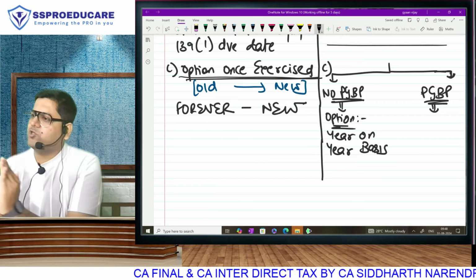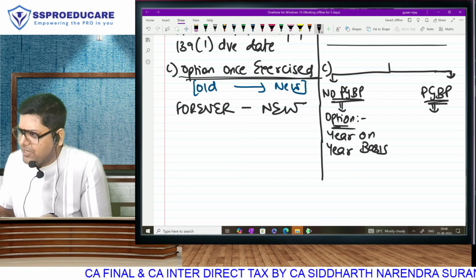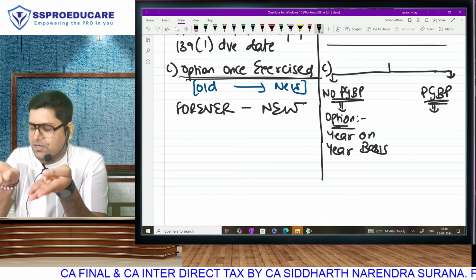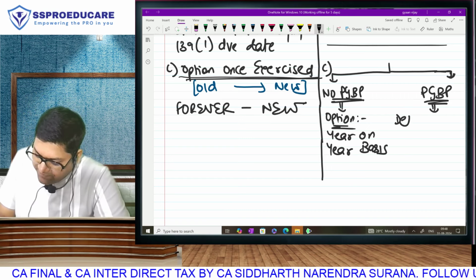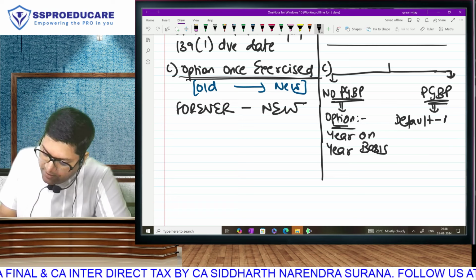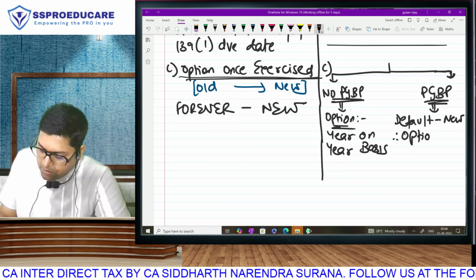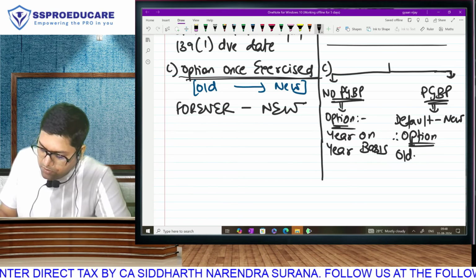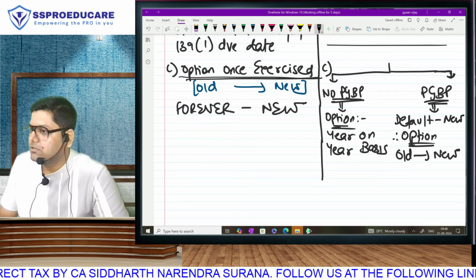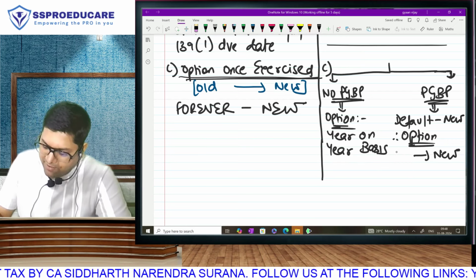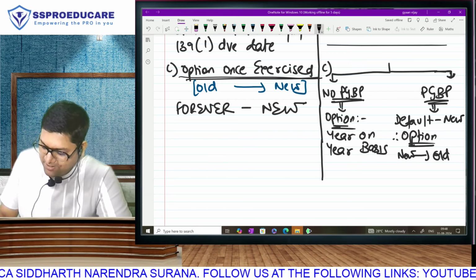I am an individual, HUF, therefore I fall in BSc. Whether I have PGBP or no PGBP, I am still under BSc. And once I am in BSc, what is my default regime? Chalo. Let's start with saying that, because you are already aware. Default is new. Therefore, option is what? Old to new. Am I allowed to exercise that option? Sorry, I was checking if you're paying attention. Option is what? New to old.